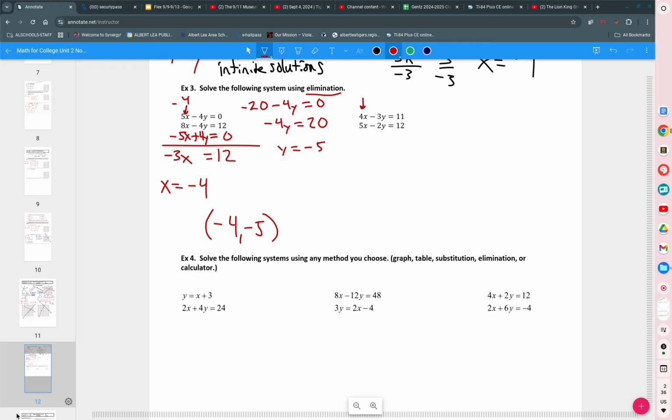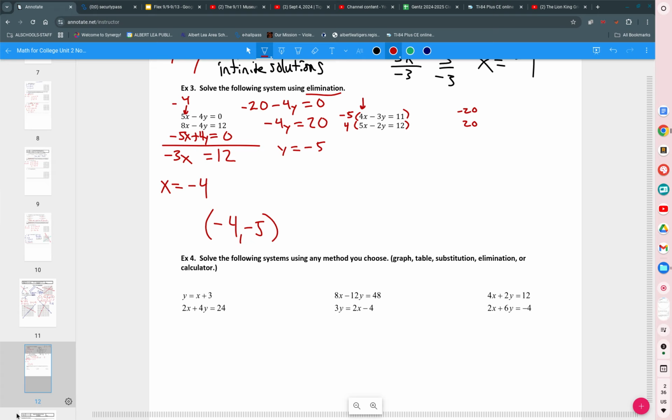The x. She wants the x's to go away. Well, right now, both of them are positive, and one's a 4 and one's a 5. So I have to decide what number they both multiply to. They multiply to 20. I'm going to make the bottom one a +20, and I'm going to make the top one a -20. So therefore, I have to multiply the top through by what? -5, and I multiply the bottom through by +4.